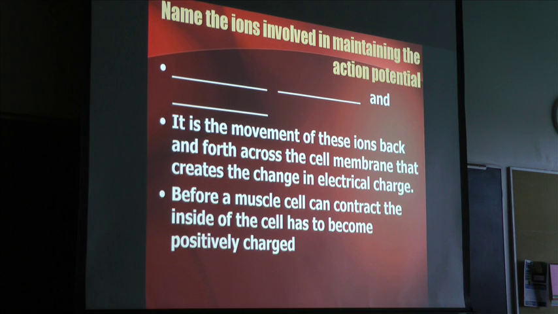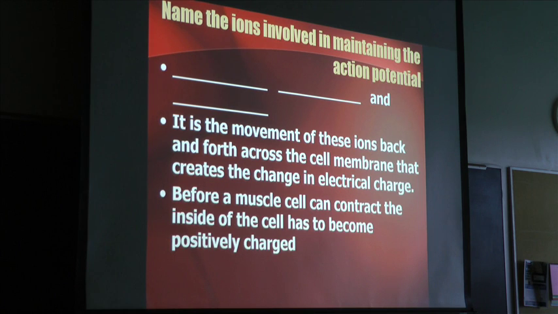So you got that? It says it is the movement of these ions back and forth across the cell membrane that creates the change in electrical charge. Before a muscle cell can contract, the inside of the cell has to become positively charged. So in order for it to contract, it's got to be positive inside the cell. So that's when all the ions move in and make it positive.